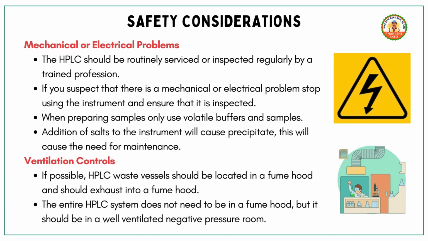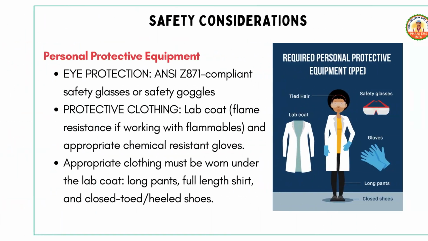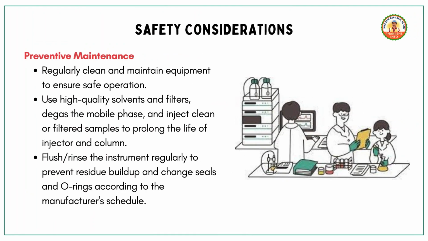Ventilation controls: ideally, locate HPLC waste vessels in a fume hood and ensure the system operates in a well-ventilated negative pressure room. Documentation and training: complete all necessary training and review safety data sheets and manufacturer manuals before using the HPLC. Personal protective equipment (PPE). Eye protection: wear ANSI Z87.1 compliant safety glasses or safety goggles. Protective clothing: use a lab coat and appropriate chemical-resistant gloves, ensuring suitable clothing is worn underneath.